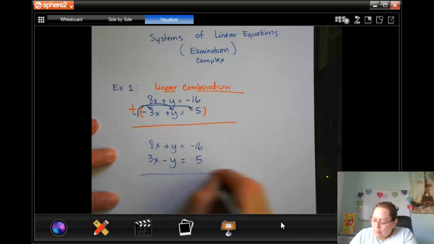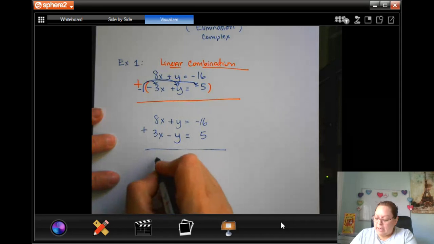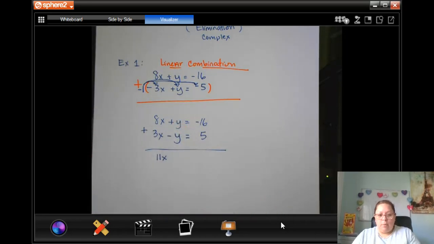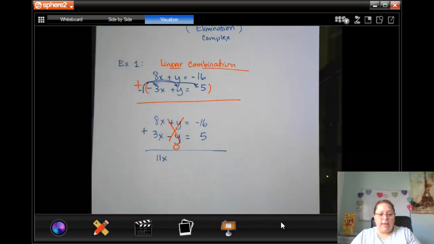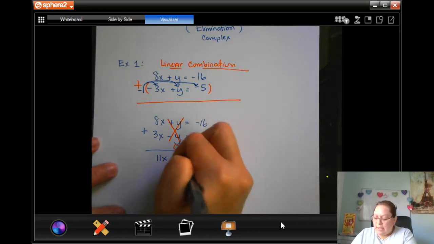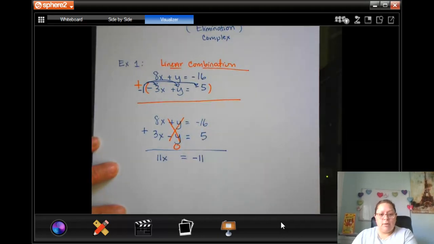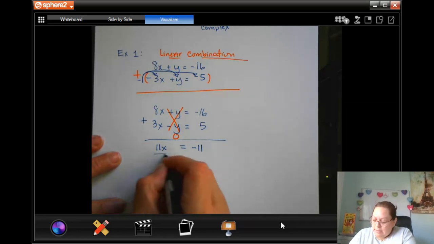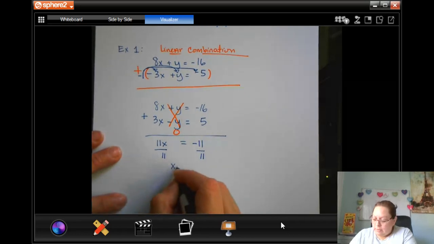Okay. Now when I add these two up, I get an 11x. And then what happens to the y's? Well, we just cancel them out. They basically get a 0 and they cancel out, right? And then you have your equal sign and then you subtract these two numbers. You get a negative 11. The last thing you want to do here before we move on is divide by 11 to both sides. You get x equals negative 1.